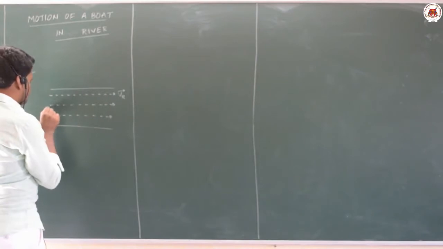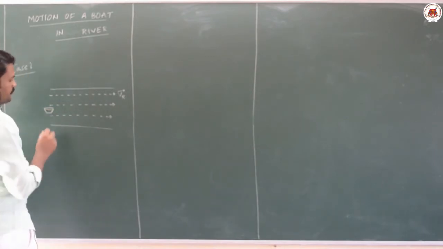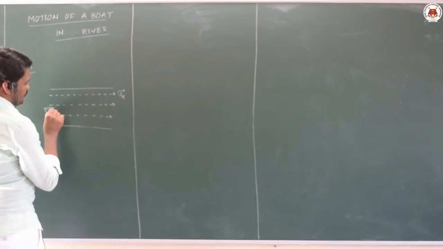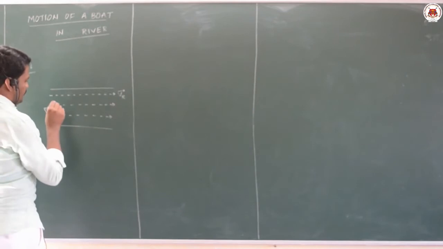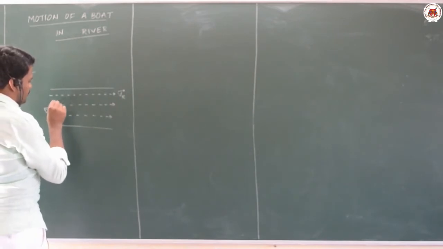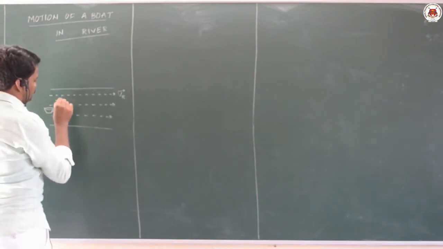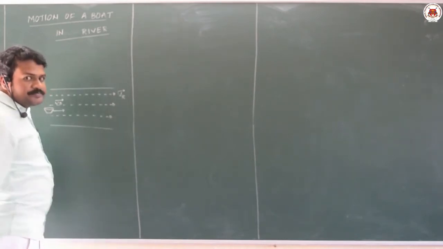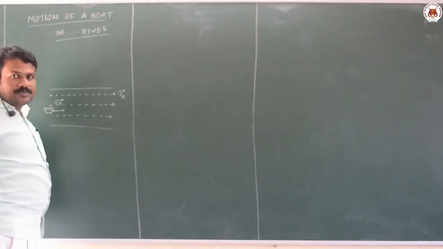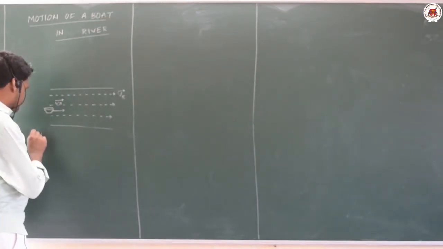There is a boat, this is a boat, which is traveling in the direction of river, that is, this you will take as velocity of boat. In this case, what happens? You are flowing, you are going in the direction of water velocity. Now, what is the net velocity?